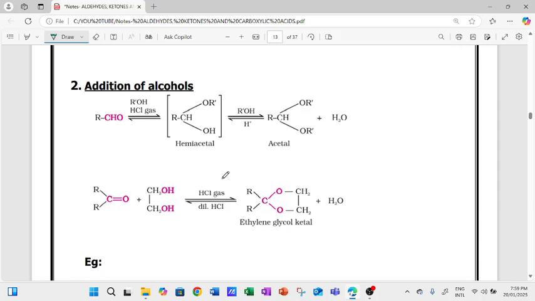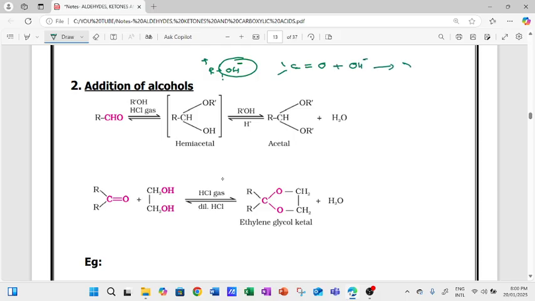Now with alcohol like ROH, this is alcohol. It splits to form OH minus as the nucleophile and then R plus is the positive part in that. Here also in the same way, if C double bond O is there, in the first step OH minus attacks.